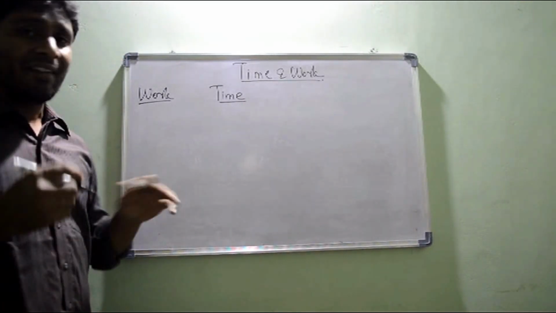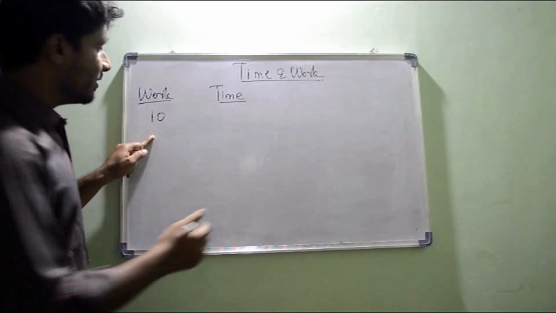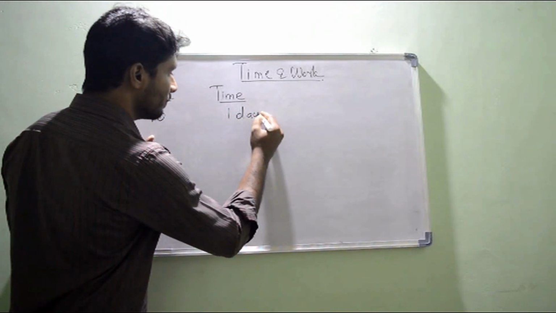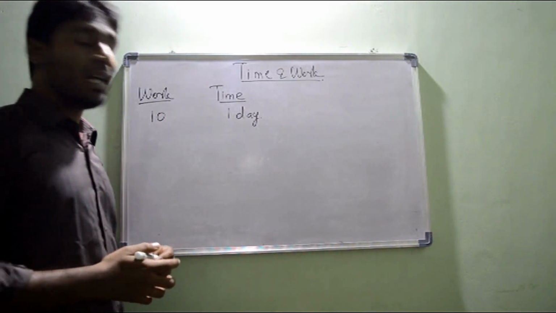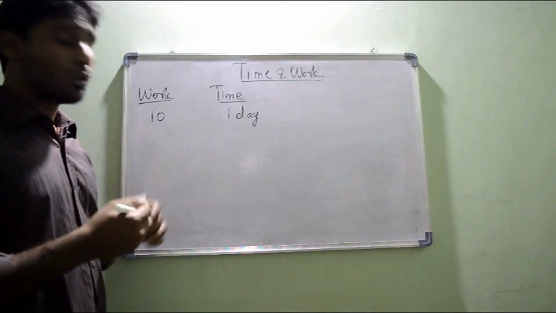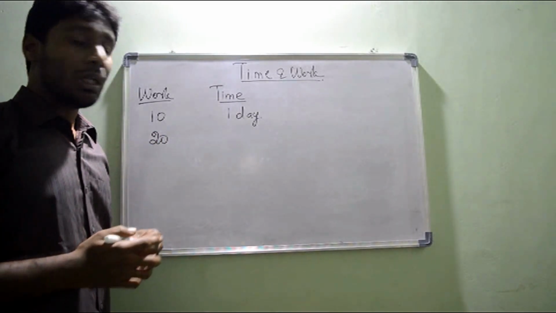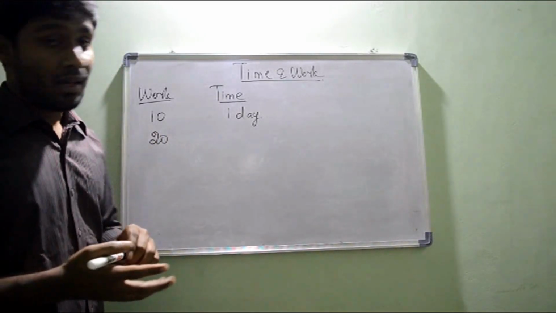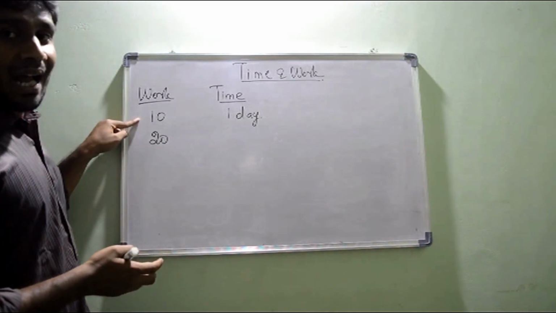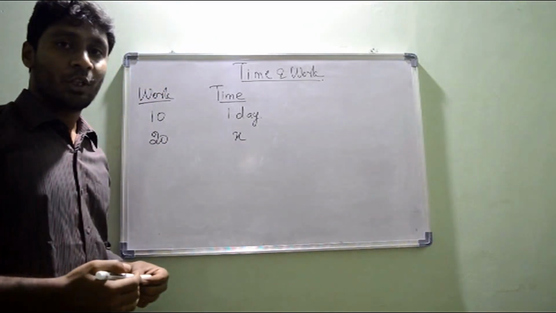Suppose I have 10 works to do, and I can complete all 10 works in one given day. Now suppose my work increases to, say, 20. What happens to time in a practical manner? In one day I can do 10 works, and if I have 20 works, how many days will I take here? You got the answer.